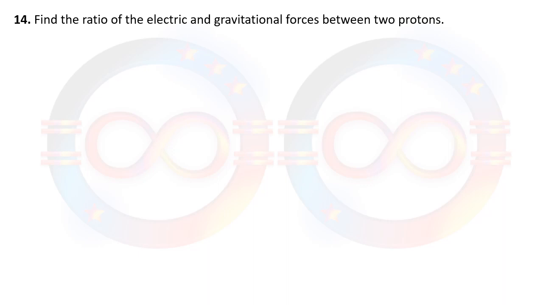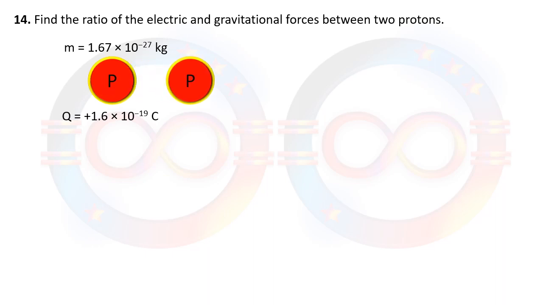attractive. Now question number 14 says find the ratio of the electric and gravitational force between two protons. When we talk about a proton, it has charge as well as mass. The charge is +1.6 × 10^-19 coulomb. The mass is 1.67 × 10^-27 kg.